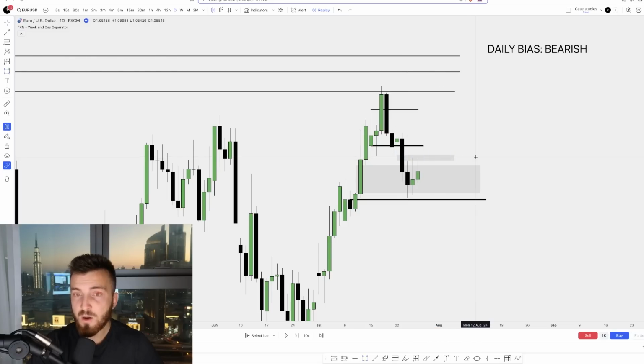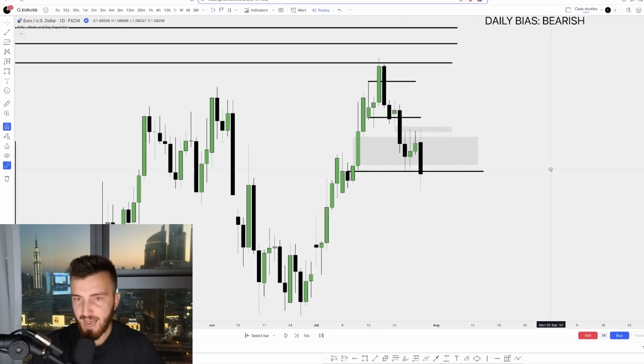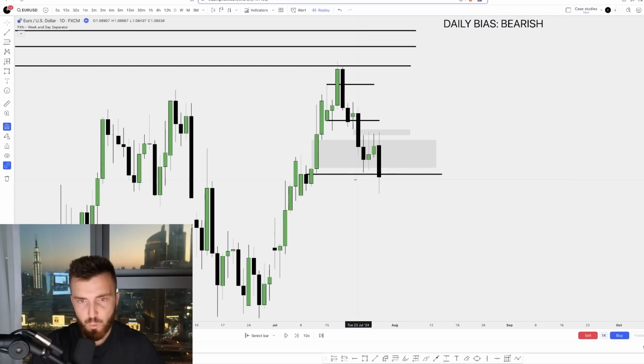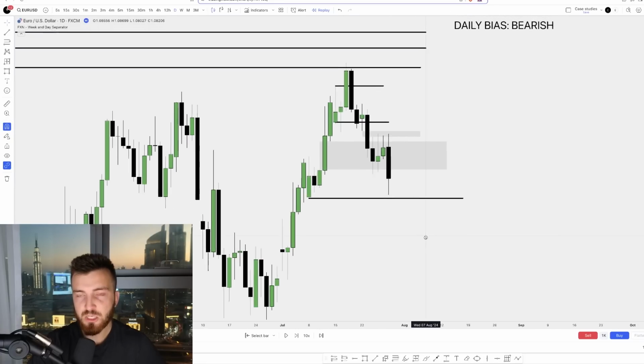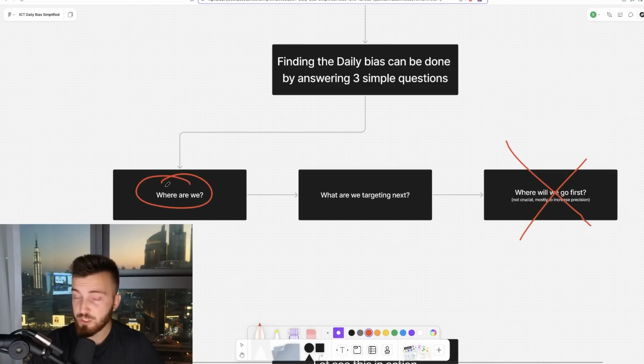So where are we? We are at the daily fair value gap on a bearish short-term market structure. And our next target is going to be this order block. Boom, there you go. React beautifully out of the fair value gap. And then what is our next target? Our next target is going to be this weekly low, because this is a weekly open on a Monday. So again, bias still bearish. Where are we? We are in bearish market structure.